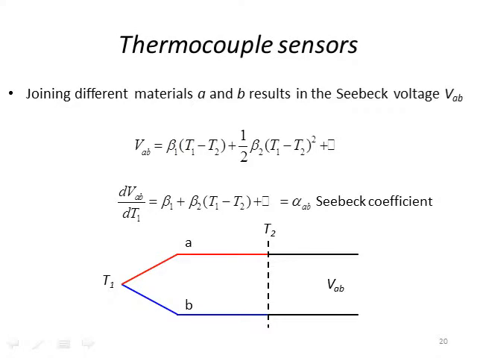So how do thermocouple sensors work? As I said, when we join two materials, let's say A and B, together, they will generate a voltage, this EMF. This is called a Seebeck voltage, VAB. So when we weld the two materials together, they generate a voltage which is dependent on temperature, and then we can expand that using a Taylor series. And you can see that's what we've done here. We say VAB is equal to beta 1 times the temperature difference plus the square of that, etc. Take the derivative, and then we get this alpha term, which is called the Seebeck coefficient.